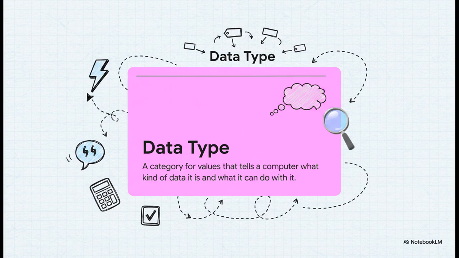Just think of a data type like a label or a category that Python slaps onto every single piece of information it sees. This label basically tells the computer, hey, this is a number, you can do math with it, or watch out, this is text, you can print it out. It's the context that gives all that data its meaning.